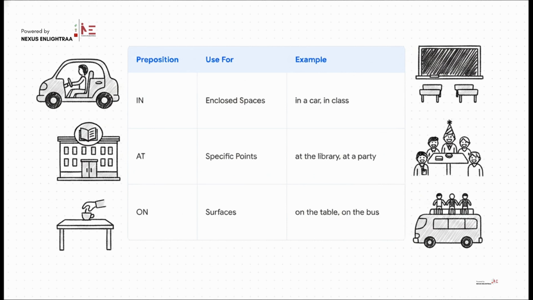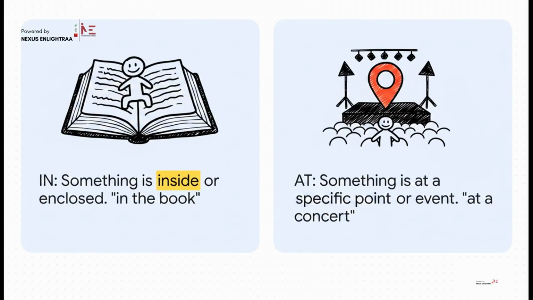And you know what? The logic is pretty much the same. In is for enclosed spaces, at is for a specific spot, and on is for surfaces. Same words, similar logic, whole new use. So what's the real difference here between being in something and at somewhere? Well, you are in a book, literally inside, between the covers. But you're at a concert, a specific event that you're attending. One is all about being contained, the other is about being present at a location.